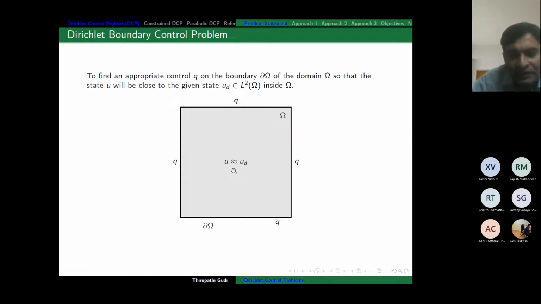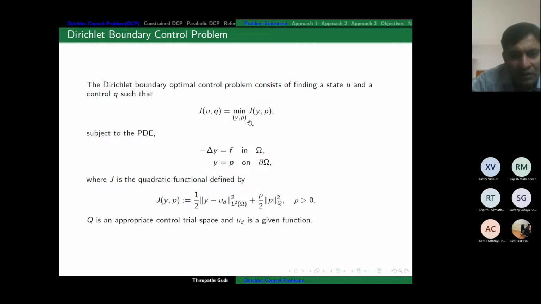It could be temperature depending on the physics of the problem. So mathematically, given a function UD, you want to get the solution U close to UD by appropriately finding the Q, which is only defined on the boundary. So mathematically, we can see the problem posed as follows. We would like to find a state, that is U, and the control Q, this tuple minimizing the quadratic energy functional defined here. J of y comma p is half of the distance between y and UD in L2 norm, plus some regularizing term. Rho is a positive real number, and p lies in some appropriate function space.